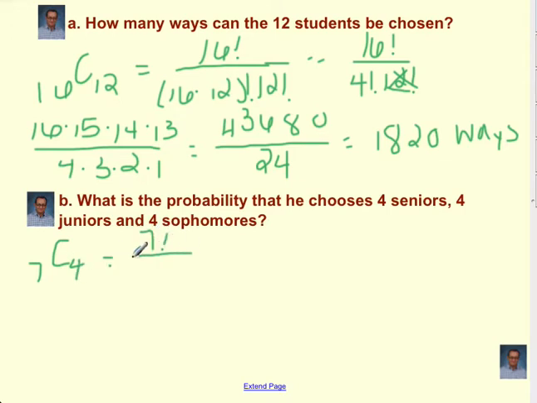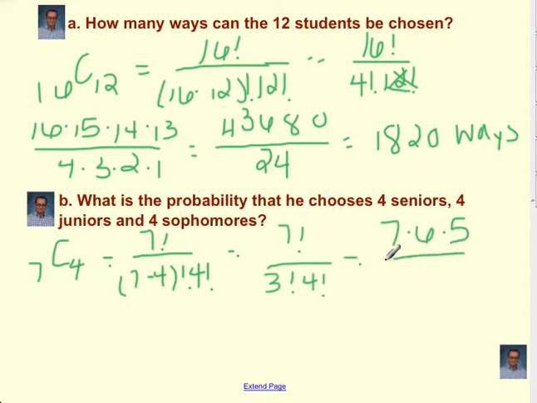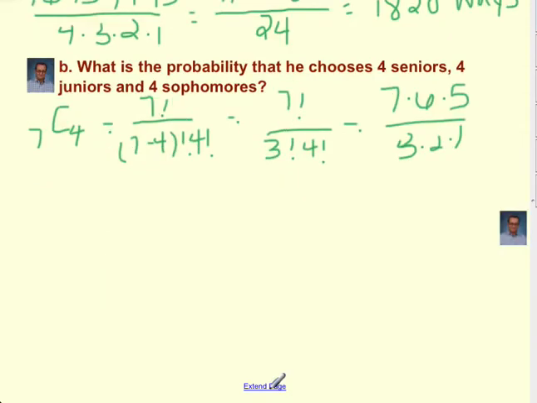So I have 7 factorial divided by 7 minus 4 factorial times 4 factorial. So that's 7 factorial divided by 3 factorial, 4 factorial. So everything from 4 on down is taken care of. So I have 7 times 6 times 5 divided by 3 times 2 times 1. And when you divide that out, you end up getting 35. So here, there's 35 ways we can choose for seniors.